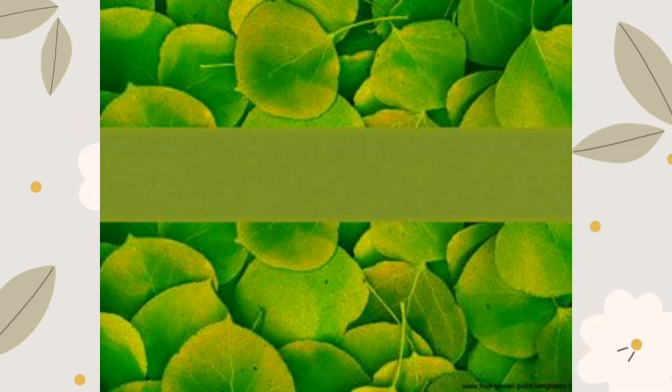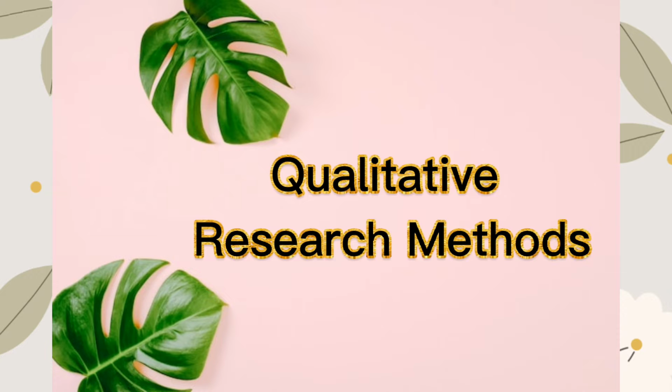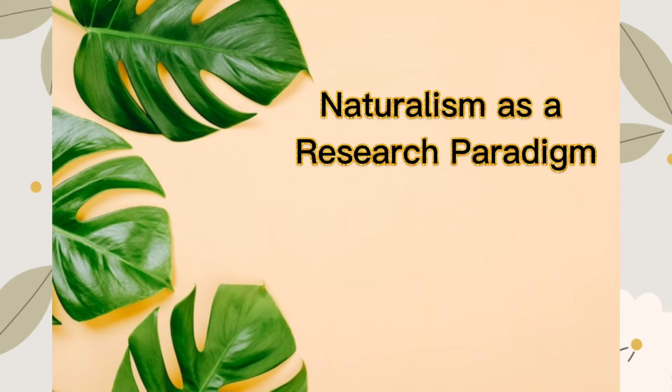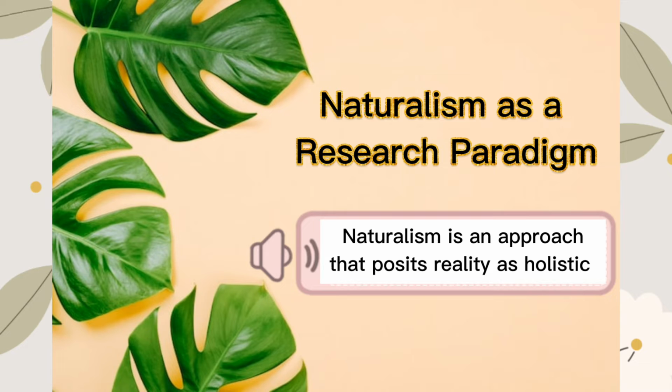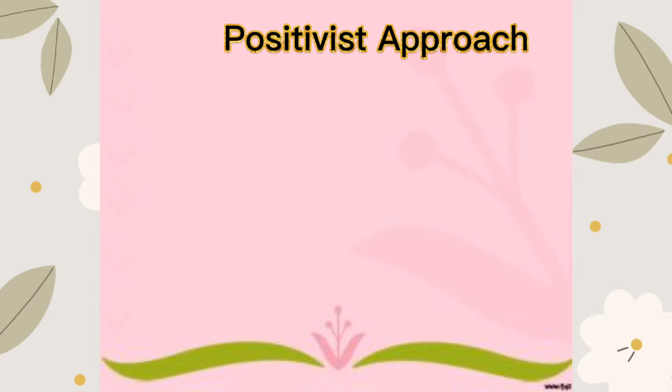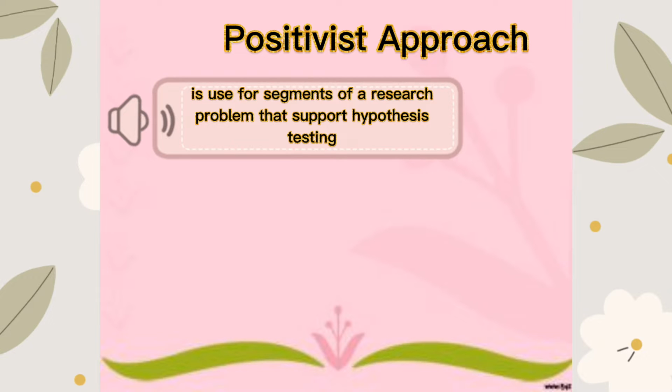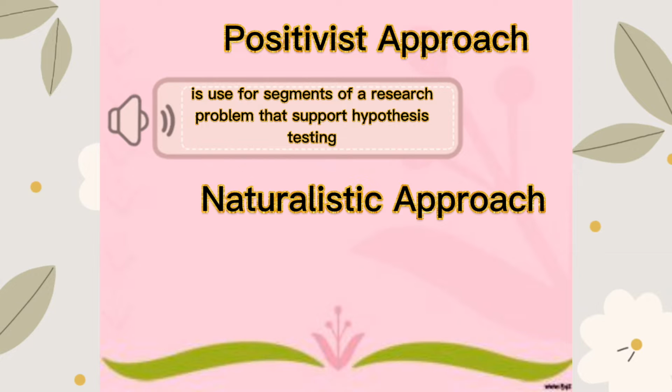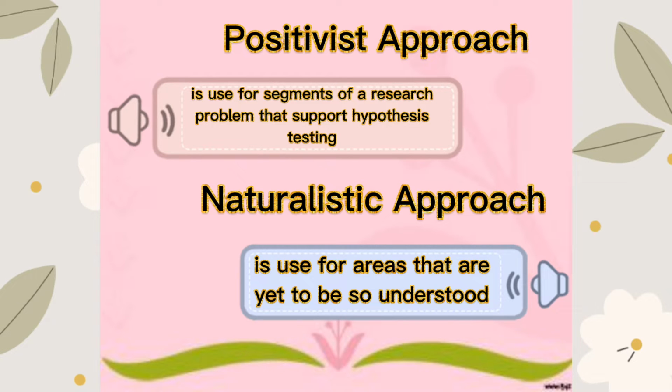Chapter 7. Qualitative Research Methods. Naturalism as a research paradigm. Naturalism is an approach that posits reality as holistic. The positivist approach is used for segments of a research problem that support hypothesis testing. The naturalistic approach is used for areas that are yet to be so understood.